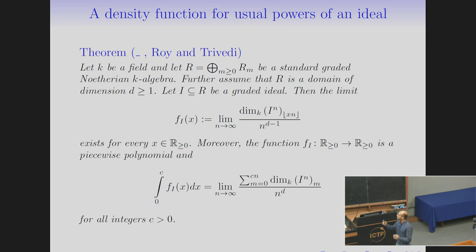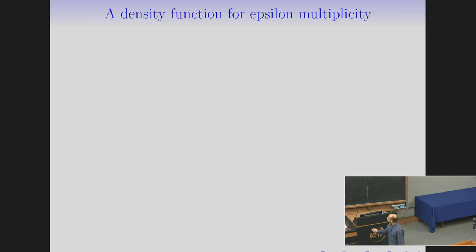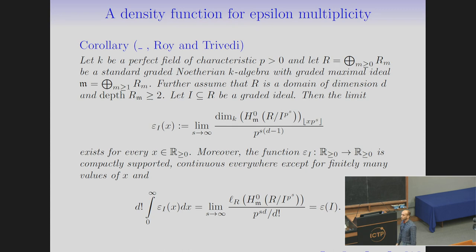Now, with this setup, we are ready to define the density function for epsilon multiplicity, right? So basically, we want to be in the setup where the previous two theorems work, which is why we have all these hypotheses in the beginning. Now you define this epsilon of x in the following manner. The point is, it will be a almost piecewise continuous function. Point is, it's compactly supported.